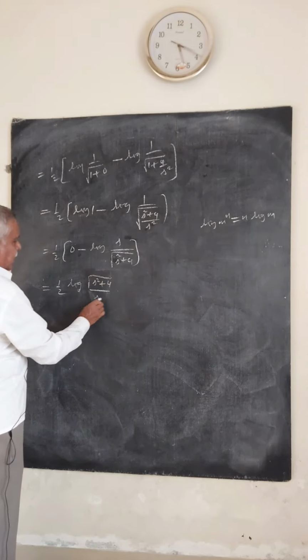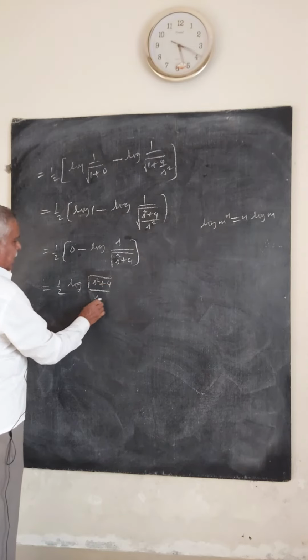Apply the upper limit. Tan inverse of infinity. Infinity by any number is infinity. Minus tan inverse of s by a. See, tan 90, pi by 2 equals infinity, so pi by 2 equals tan inverse of infinity. Therefore, pi by 2 minus tan inverse of s by a. We can change this entirely as cot inverse of s by a.